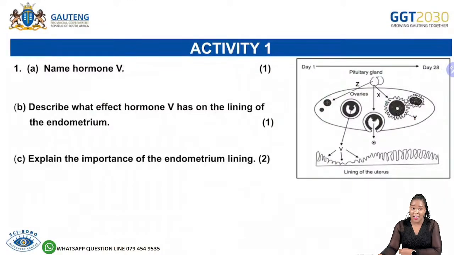Right. So I think answering these questions was quite a breeze for you. You now know what's happening in the ovaries, you know what's happening in the pituitary, you know what's happening in the endometrium, which is your uterine wall. Right. So name hormone V. Let us look at our diagram. Hormone V.